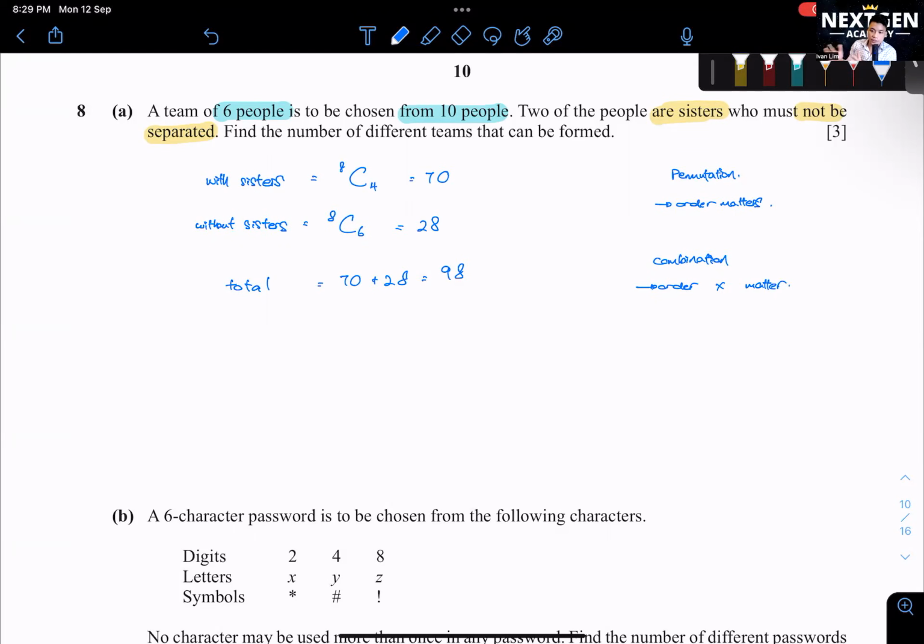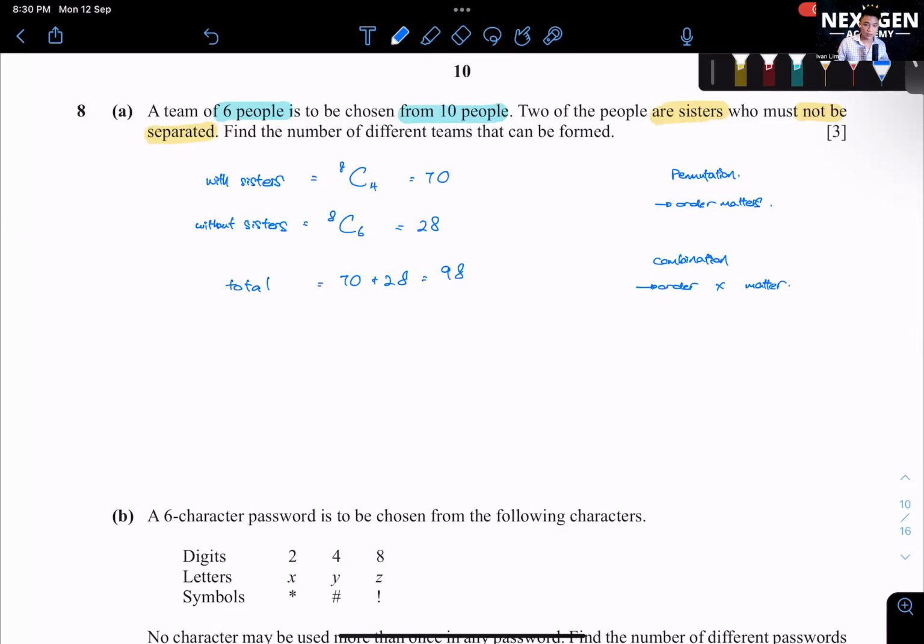Because as long as I got 6 people in this team, then it's considered one team already. I just want to have 6 people inside, but my 6 people might be 1, 2, 3, 4, 5, 6, might be 1, 2, 3, 4, 5, 7, might be 1, 2, 3, 4, 5, 8. But the order of how I choose them doesn't matter. Make sense or not? So the first question, always ask whether order matters or not. Normally when we use combination, it's like teams like that.